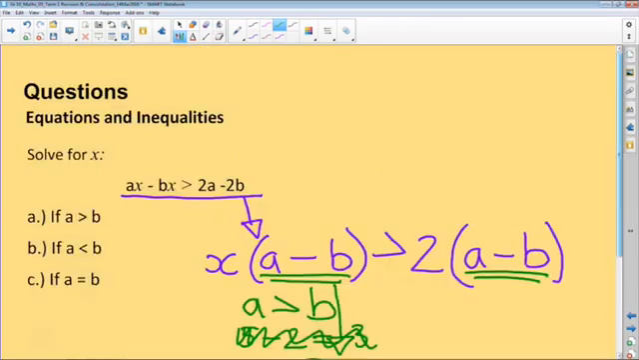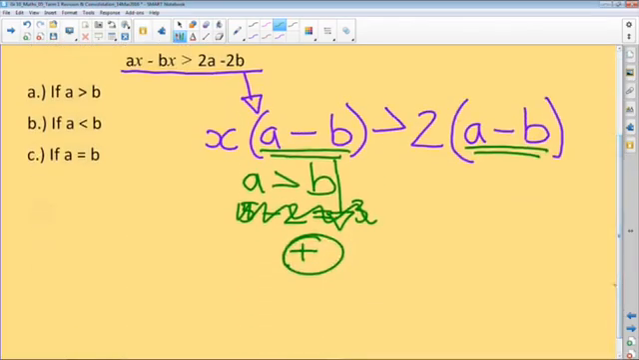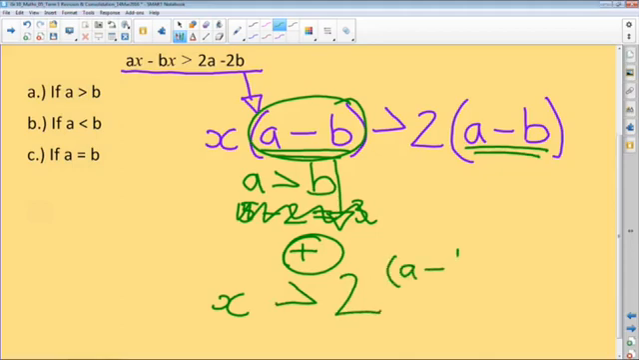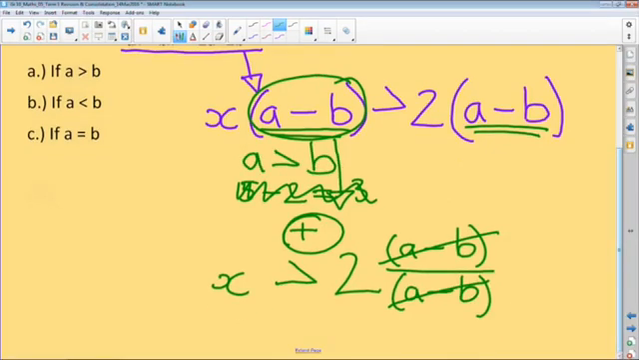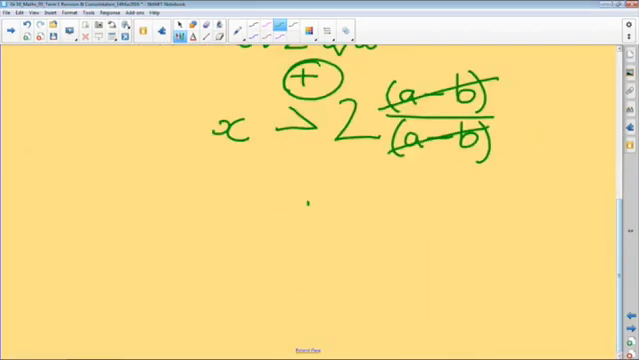And the reason why that's important is because I need to get rid of the a minus b by dividing both sides by it. And if it had been a negative number, the direction of my inequality sign would change. But it's a positive number, so the direction remains the same. And I'm just going to put these over each other nicely, because then they will cancel out, and I am left with x is more than 2. And that will be my answer for A.